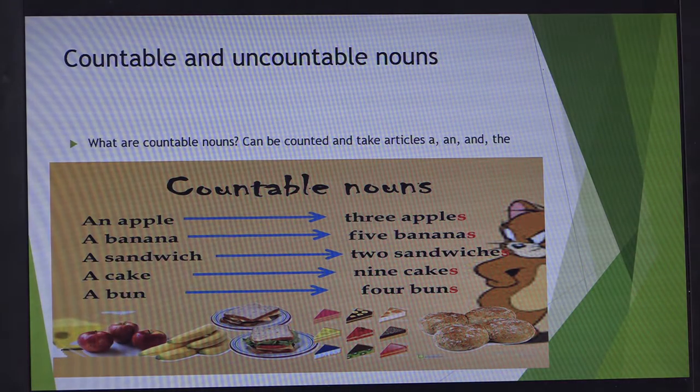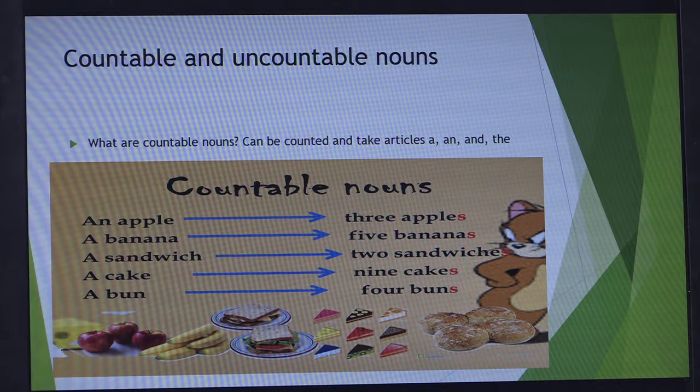Nouns can be classified into two. We have got countable nouns and uncountable nouns. Countable nouns are those things that can be counted. When we are writing countable nouns in their singular form, we can add a, an, and the. Those are articles. We have got examples of countable nouns.